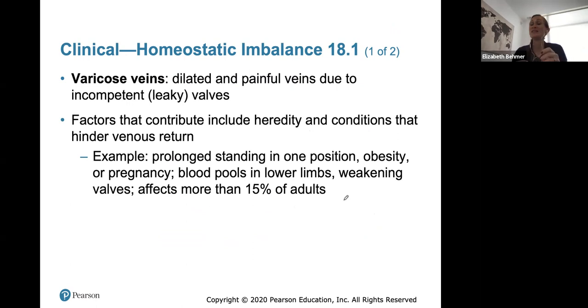So you can see these veins in the legs when they bulge out because the valves aren't keeping the blood up. The leaky valves allow blood to flow back down, and that makes these veins dilate, become large, and become painful. Factors that contribute include heredity and other conditions that hinder venous return, prolonged standing, obesity, or even pregnancy, where blood can pool in the lower limbs, weakening the valves, and it can affect more than 50% of adults.